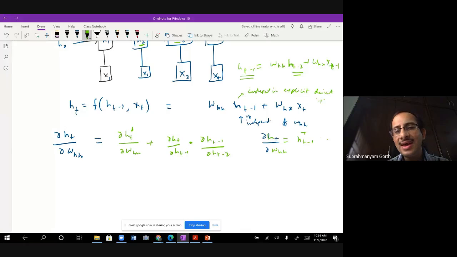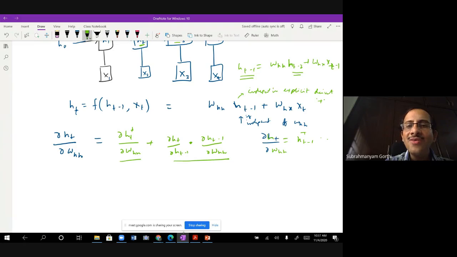Sorry, one minute. So ∂h_t/∂h_(t-1) is what I have directly written here, but h_(t-1) is also a function of W_hh. So I will write it here. I have written it in two steps now. This is the explicit derivative and this is the implicit derivative. That means this h_(t-1) is also a function of W_hh, and that I have accounted for here.